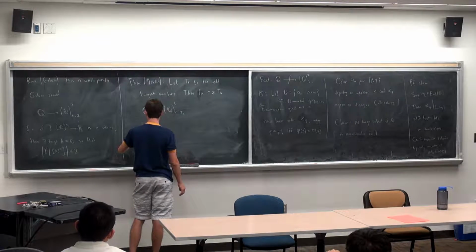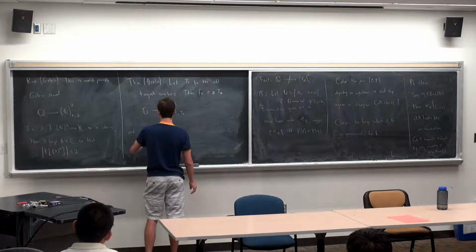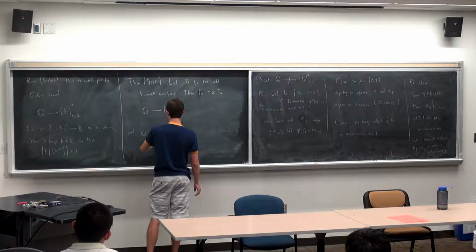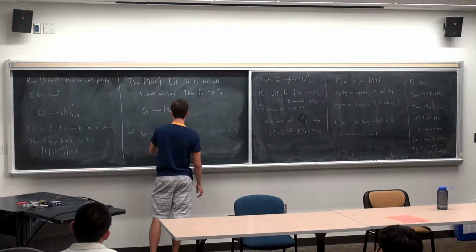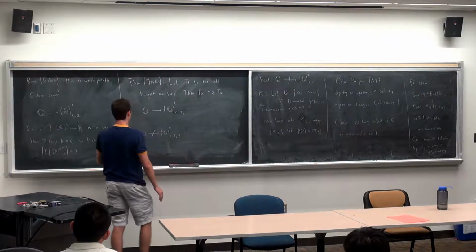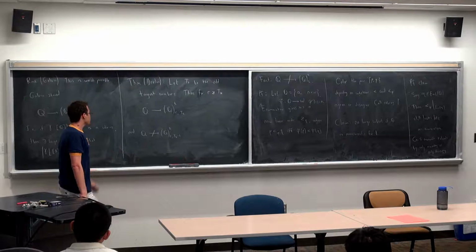And Q does not arrow Q, K, R, TK minus 1. So what does this mean? Let's go through it in words.